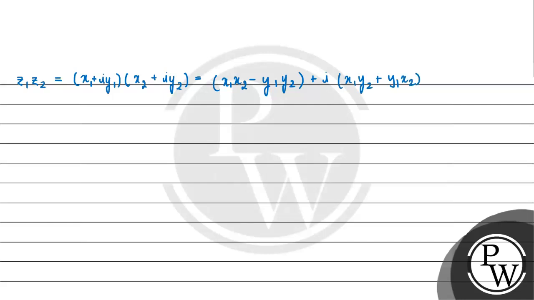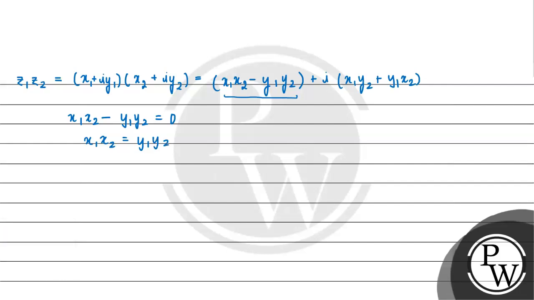Now for real part to be 0, हमारे को पता है इधर हमारा रियल पार्ट ये वाला पार्ट है, सो हमारे को पता है कि हमारा रियल पार्ट 0 दिया हुआ है. तो फॉर रियल पार्ट टू बी 0, x1 x2 minus y1 y2 is equal to 0. Thus we can say that x1 x2 is equal to y1 y2.